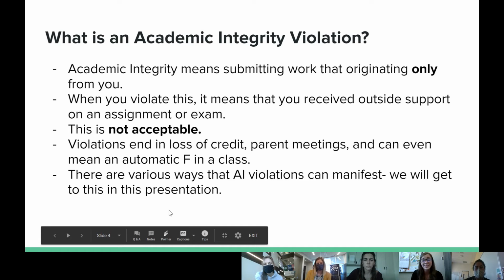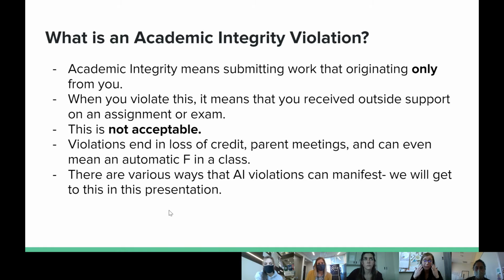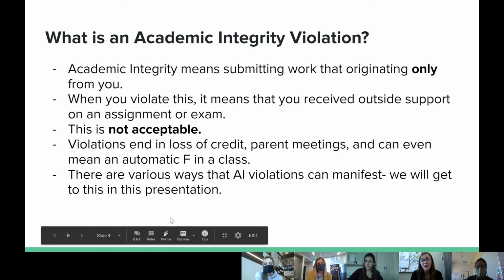There are lots of ways that academic integrity violations can manifest and show up depending on the content of the course that you are taking. And we're going to talk about what those different types of academic integrity violations look like so that we are all ultra clear on what this looks like going forward.